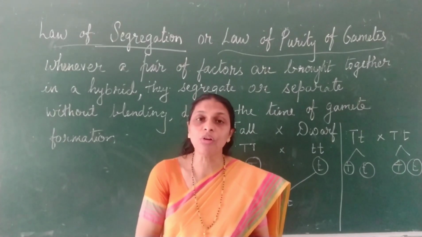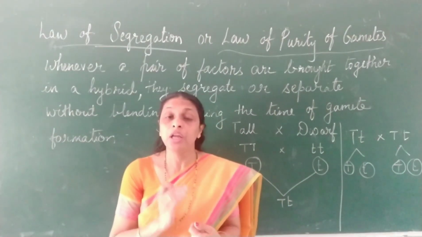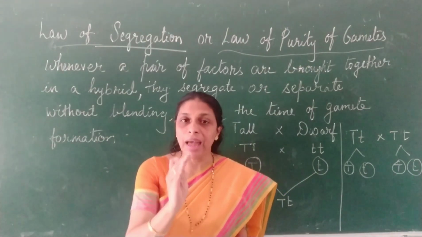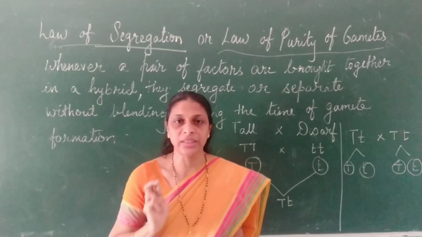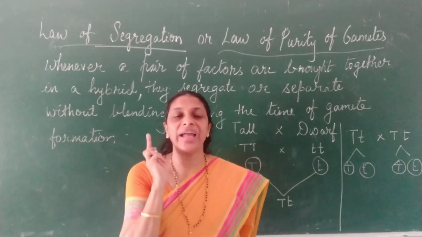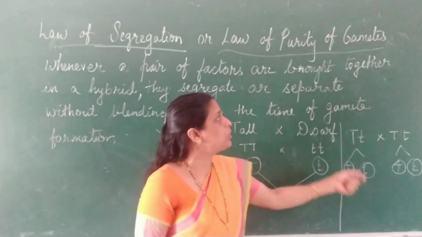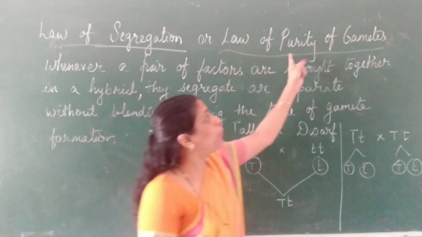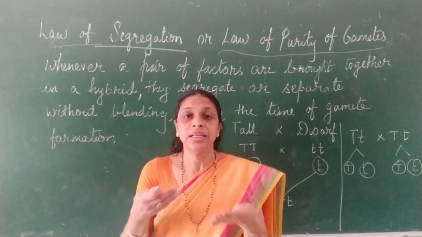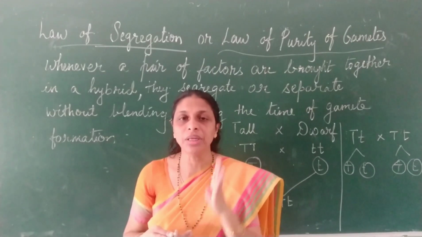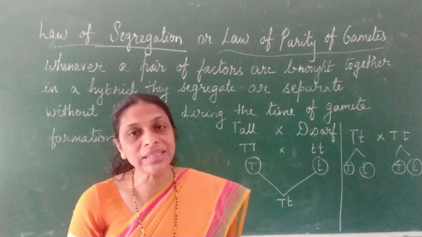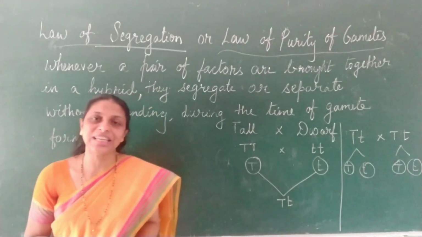Now, this law is also called the law of purity of gametes. Why? Because the gametes formed were all pure. Why were they pure? Because the gametes received only one factor. They did not receive both the factors. Gametes received only one factor at a time. So that is why this law is also called the law of purity of gametes. There was no blending of the factors. So this law is called the law of segregation or law of purity of gametes.